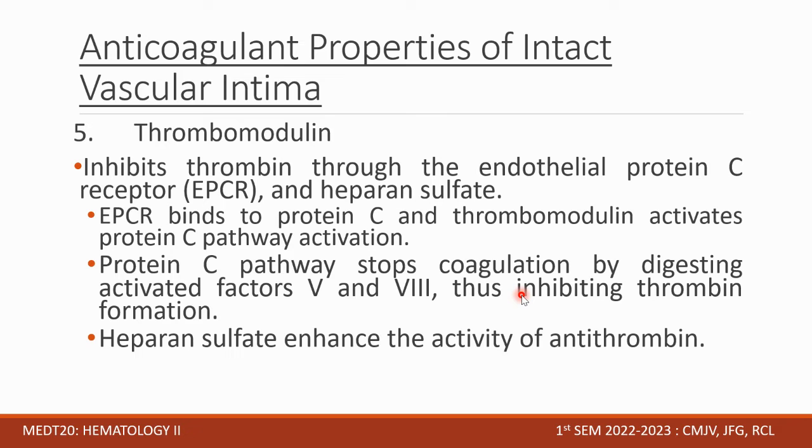We have next the thrombomodulin. So thrombomodulin inhibits thrombin through the endothelial protein C receptor and heparin sulfate. The EPCR binds protein C, and thrombomodulin will activate the protein C pathway. The protein C pathway stops the coagulation by digesting activated factors 5 and 8, thus inhibiting thrombin formation.